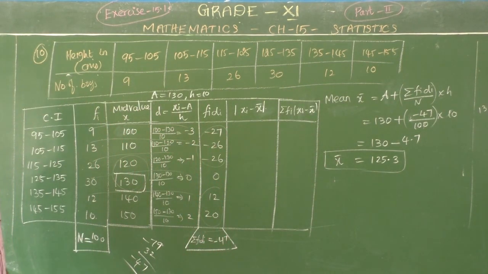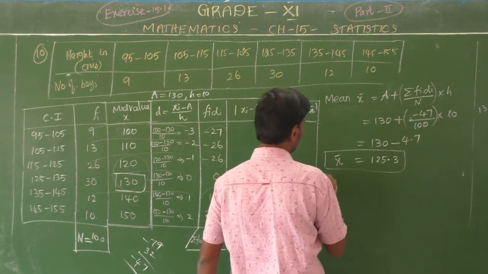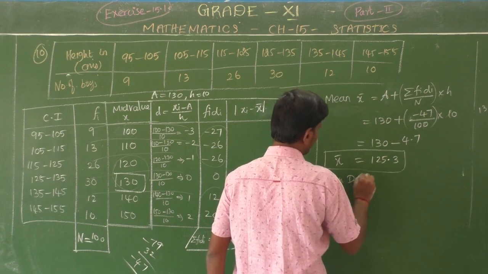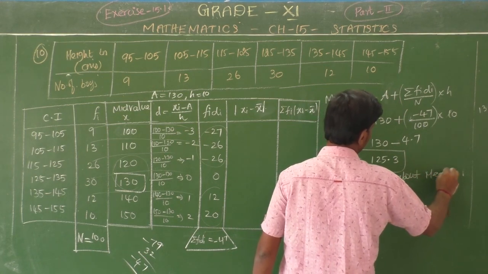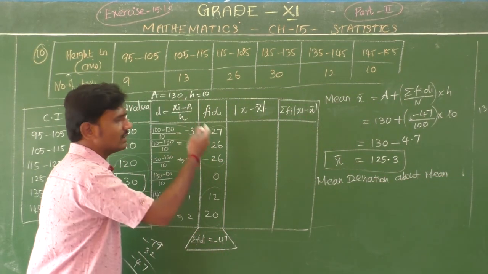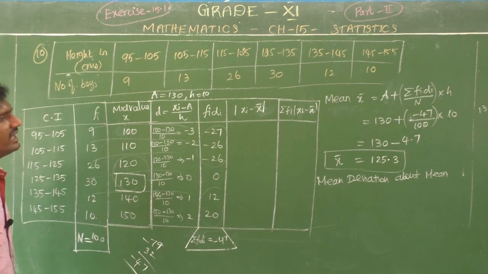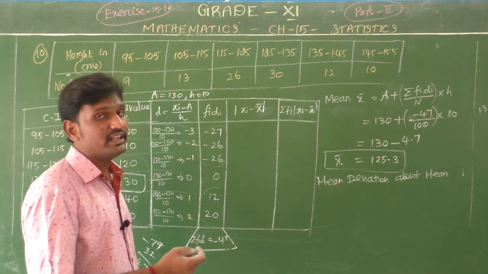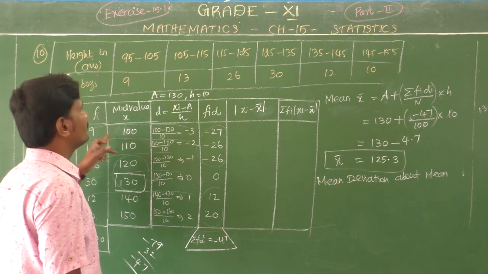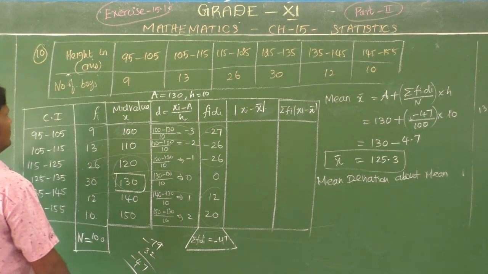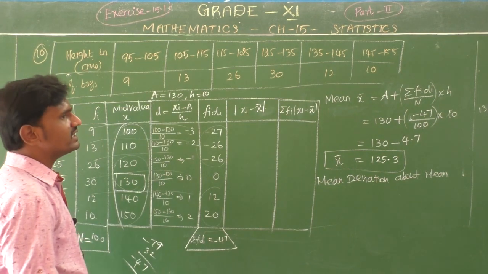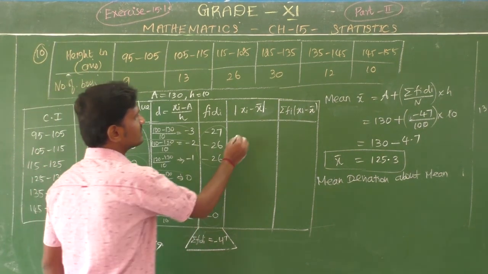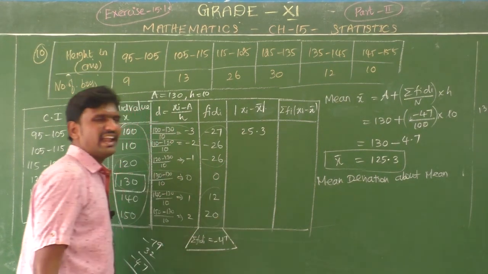And the next term, it is very simple work to find the mean deviation about the mean. Now next I am going to take the absolute values. Here x bar is 125.3. So here what are the xi? The values from 100 to 150. So 100 minus 125.3 means 25.3.